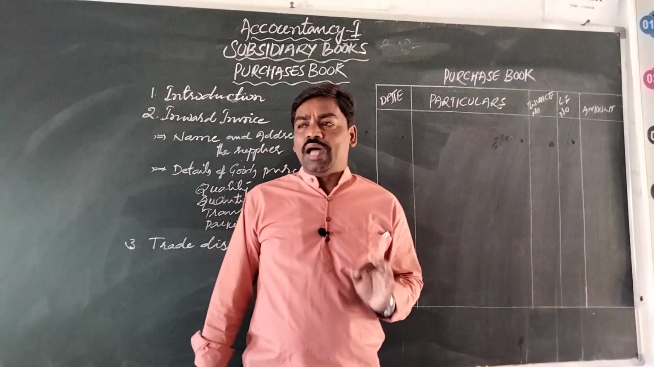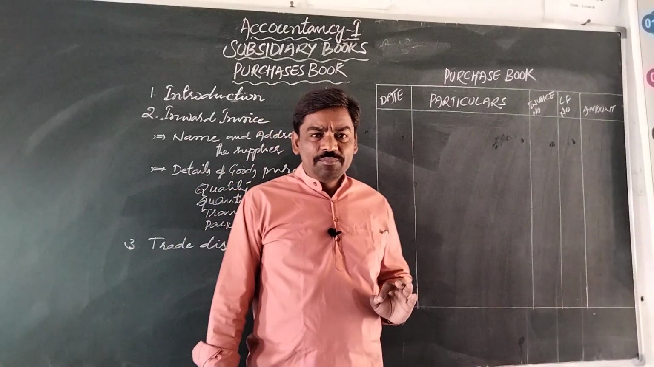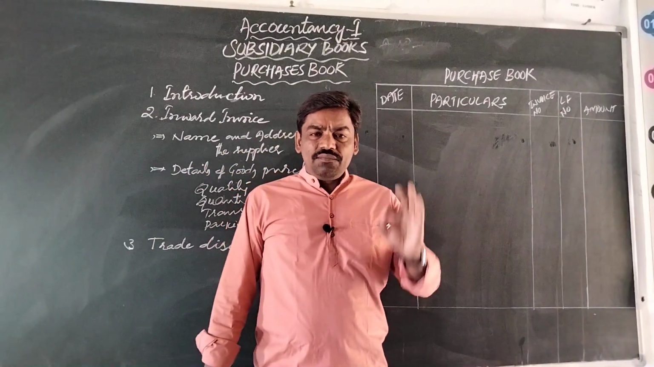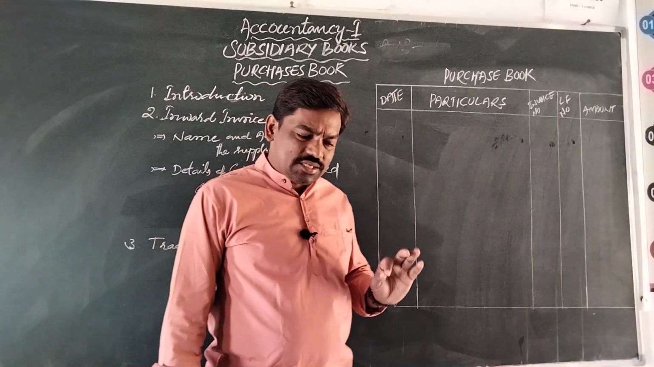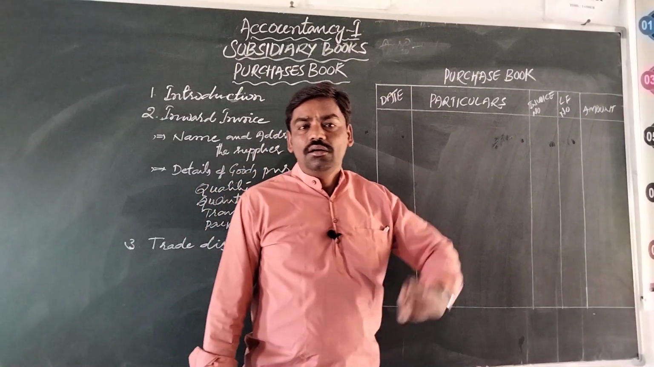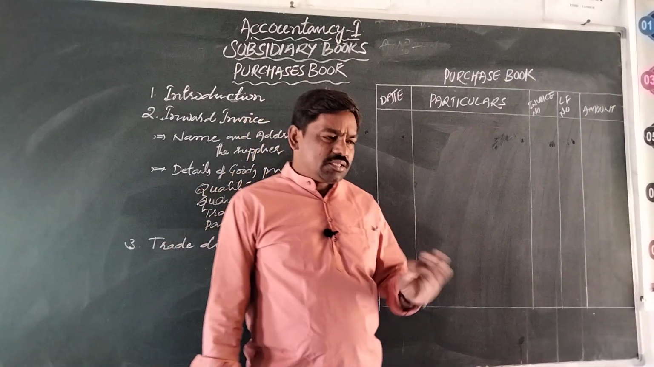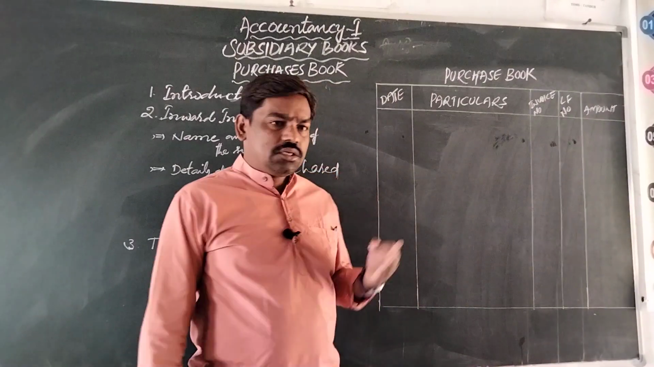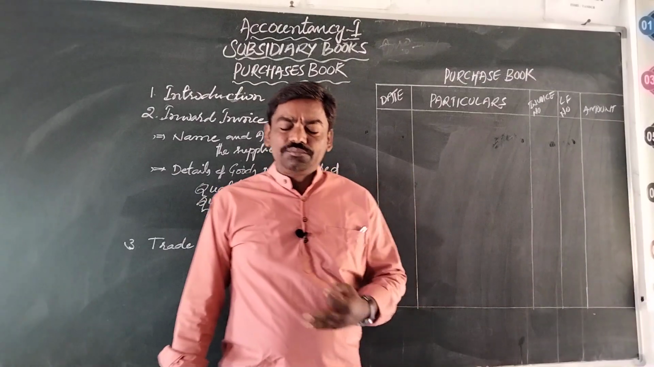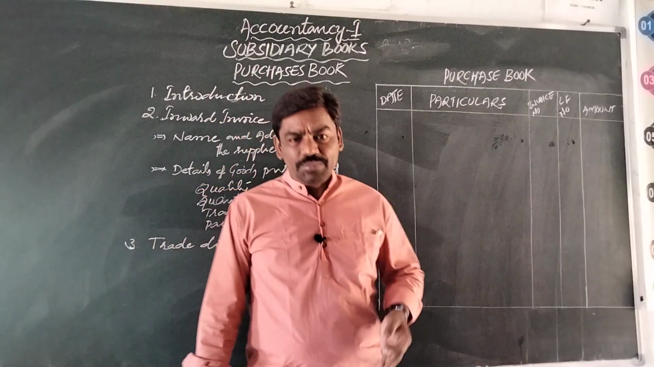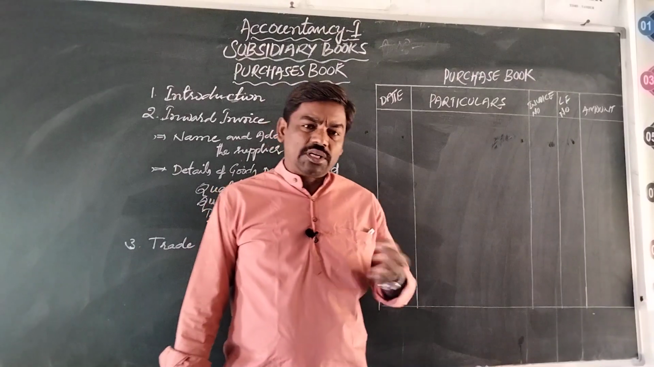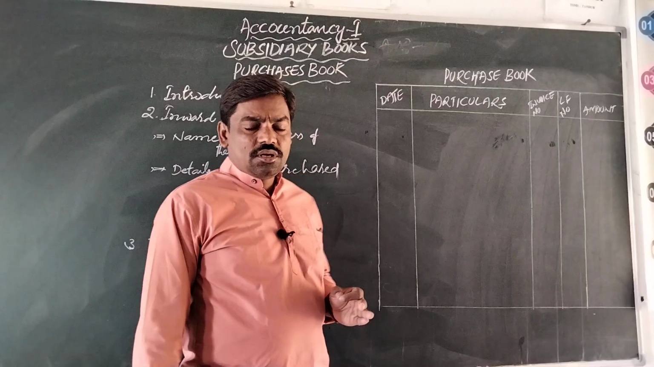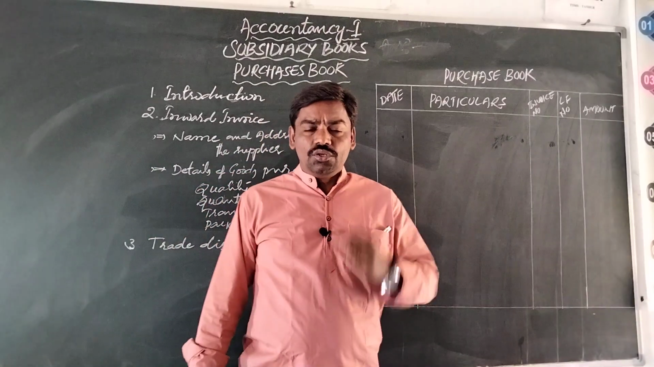And one more point that you have to remember: purchase of assets cannot be recorded in the purchase book. Assets like machinery, plant, buildings and furniture, etc. Whenever we purchase these assets for cash or on credit, they cannot be recorded in the purchase book. This is the important point that we have to note.